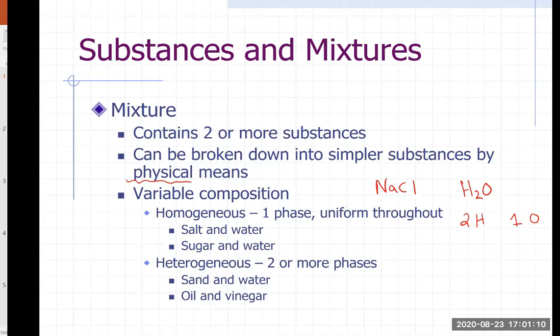With a mixture, if we mix sodium chloride and water together, we can have variable composition. We can vary the amount of sodium chloride we add to the amount of water. A homogeneous mixture is, again, 1 phase, uniform throughout. Some examples of that are dissolving salt in water or dissolving sugar in water. A heterogeneous mixture has 2 or more phases. Sand in water, for example, or oil and vinegar. Sand and water don't mix, oil and vinegar don't mix, and so you would have 2 phases in either one of those mixtures.